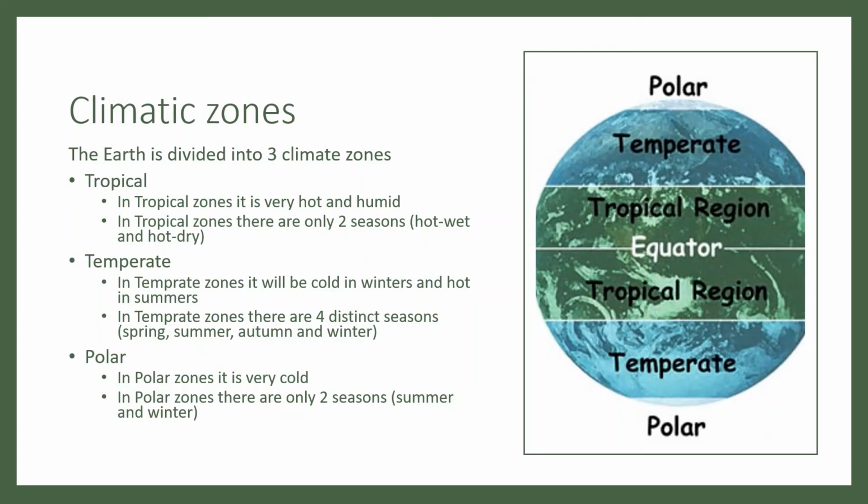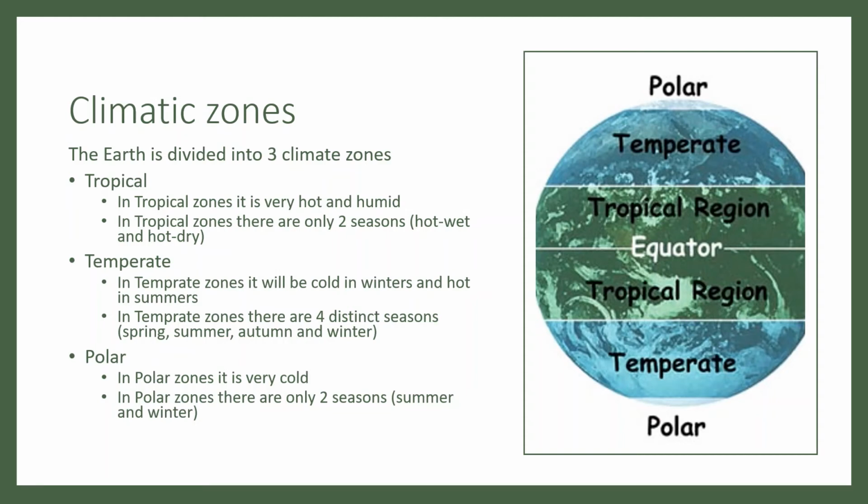Second, temperate. In temperate zones, it will be very cold in winters and hot in summers. In temperate zones, there are 4 distinct seasons: spring, summer, autumn, and winter.